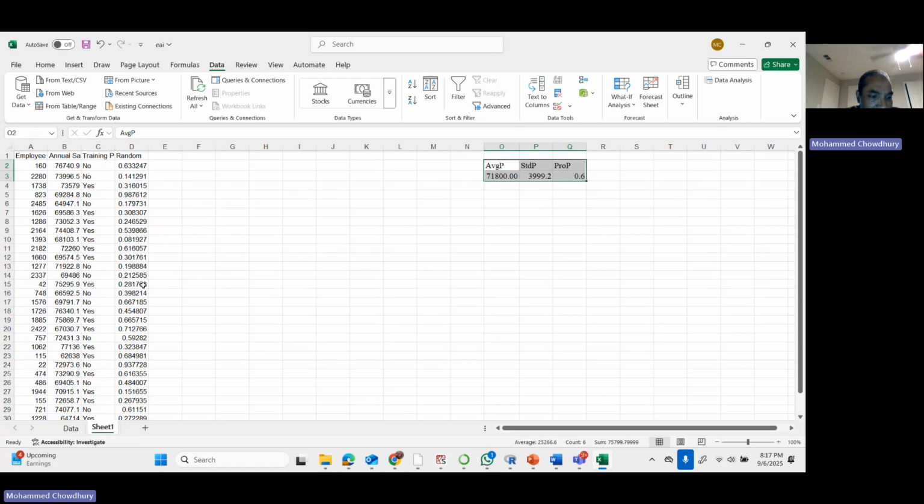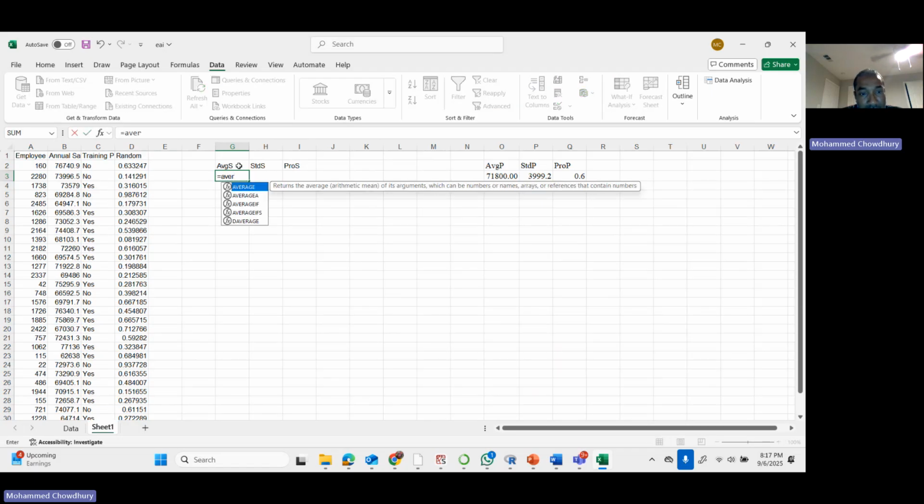Now this is the sample that I took. From this sample, I also want to compute the average, X-bar S, and then STD S, and then P-bar S: the proportion of the sample, the standard deviation of the sample, and the mean of the sample.